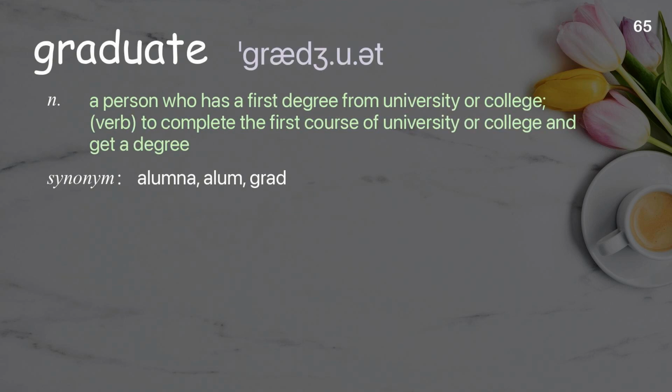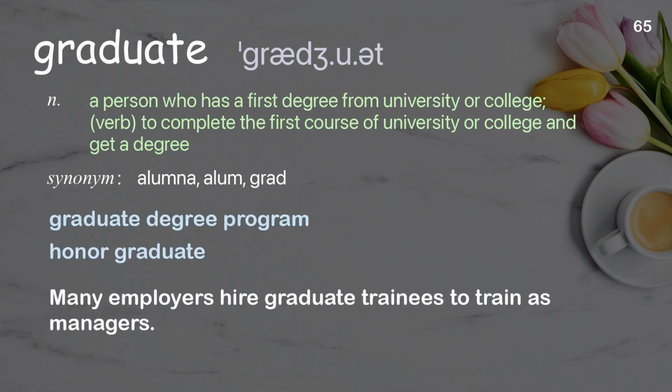Graduate. A person who has a first degree from university or college. Verb: to complete the first course of university or college and get a degree. Examples: Graduate degree program. Honor graduate. Many employers hire graduate trainees to train as managers.